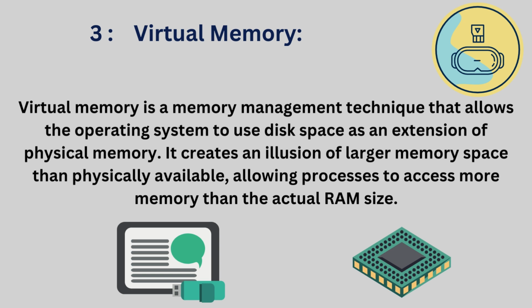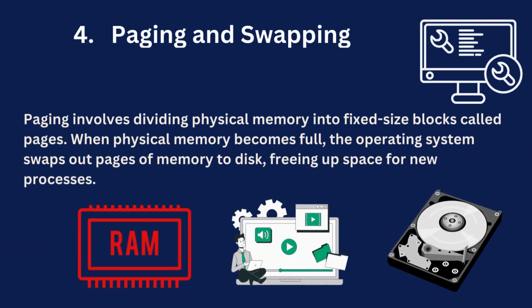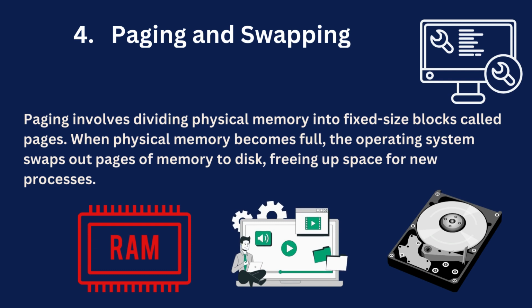RAM size. 4. Paging and swapping. Paging involves dividing physical memory into fixed-size blocks called pages. When physical memory becomes full, the operating system swaps out pages of memory to disk, freeing up space for new processes. Swapping involves moving entire processes between RAM and disk to manage memory efficiently.